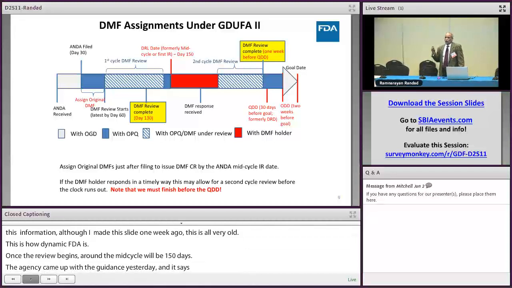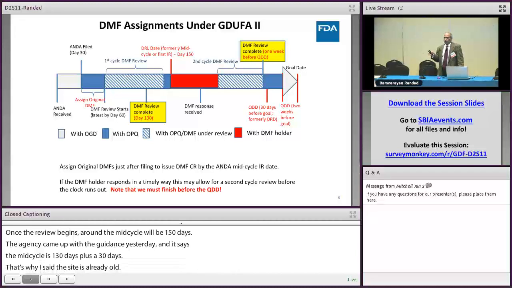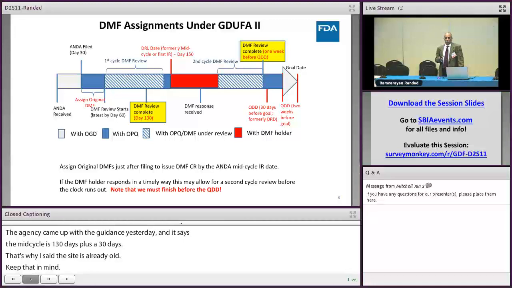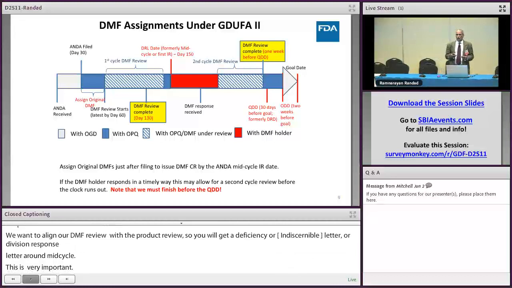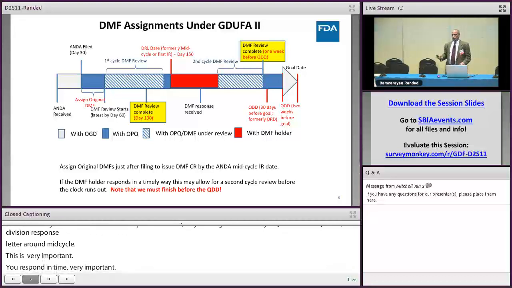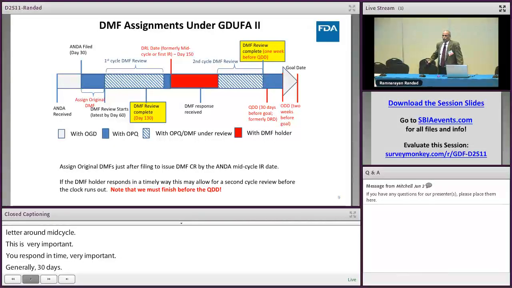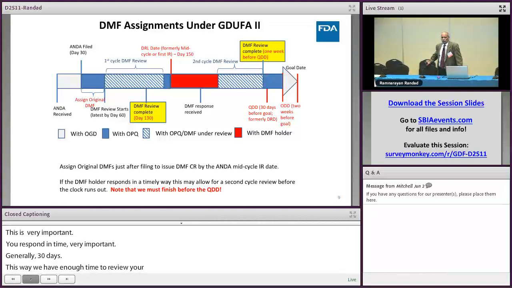So we want to align our DMF review with the drug product review. So you will get a deficiencies or IR letter or discipline response letter around mid-cycle of the review. Very, very important, so you respond in time, generally 30 days, so that we have enough time to review your response and get ready by the QDD, which is a quality due date, or owner's due date, which is an OPQ due date, which is 2 weeks before the goal date. So OGD has enough time to provide you with an approval letter or CR letter, whatever it may be.